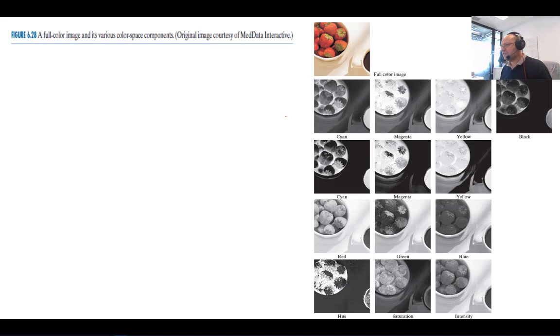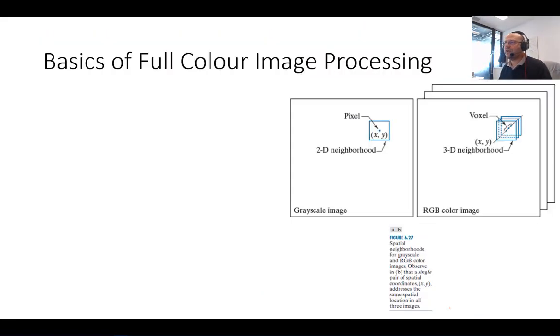And this is a representation of the various ways of representing an image. This is the CMYK, another way of representing an image, that's cyan, magenta, yellow. There's red, green, blue, the common one, and the hue, saturation, intensity, or HSI. The HSV is similar to this, and there are over 200 ways of representing a color image.